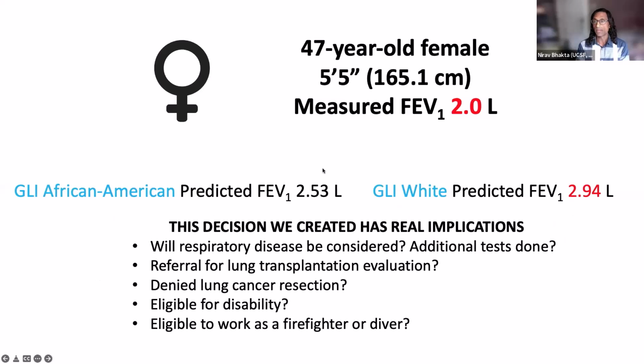The decision we created here has real implications. We have created systems based on these cutoffs where we will then ask and have different answers for whether respiratory disease will be considered or whether additional tests will be done, whether there will be a referral for lung transplantation or the person will be eligible for disability or eligible to work.